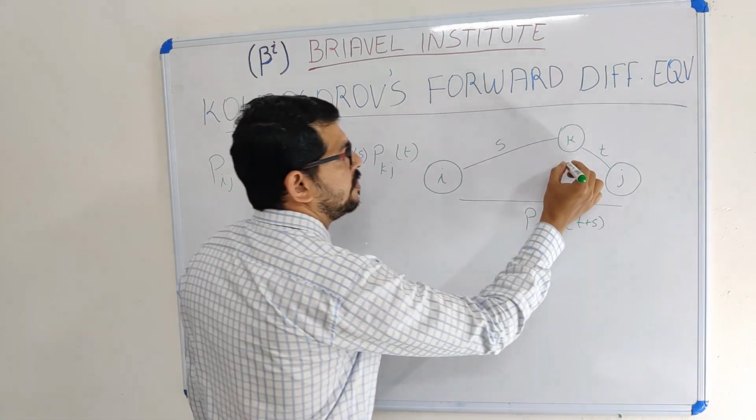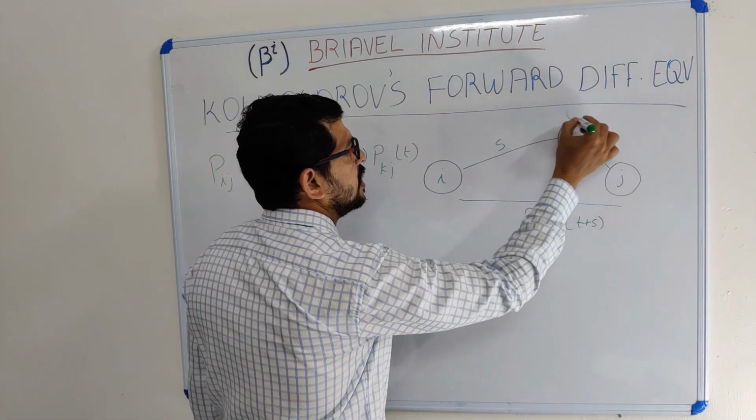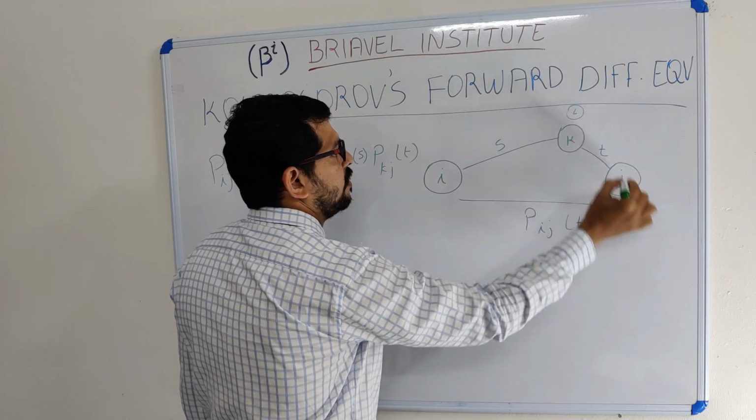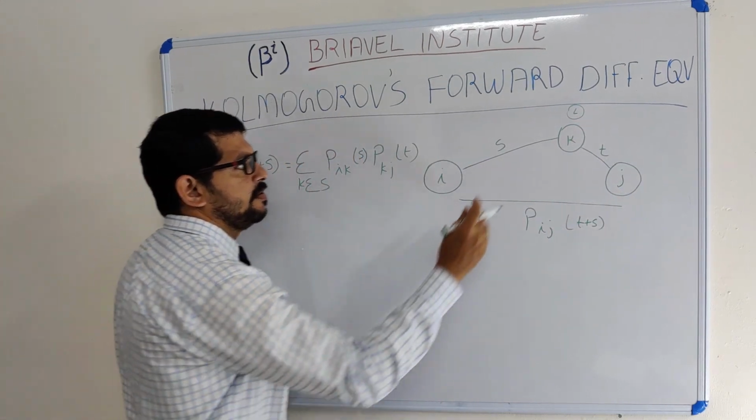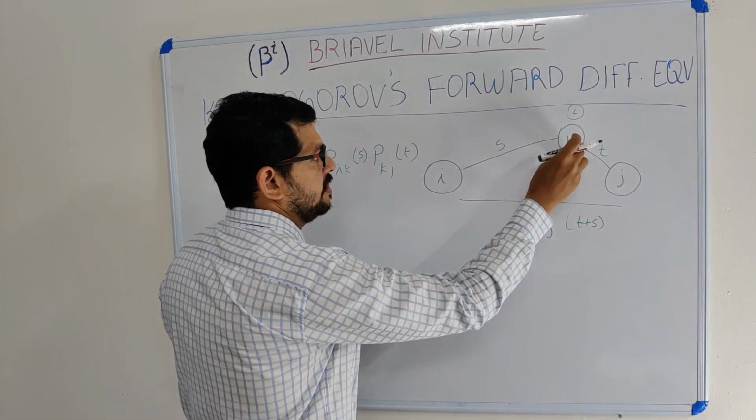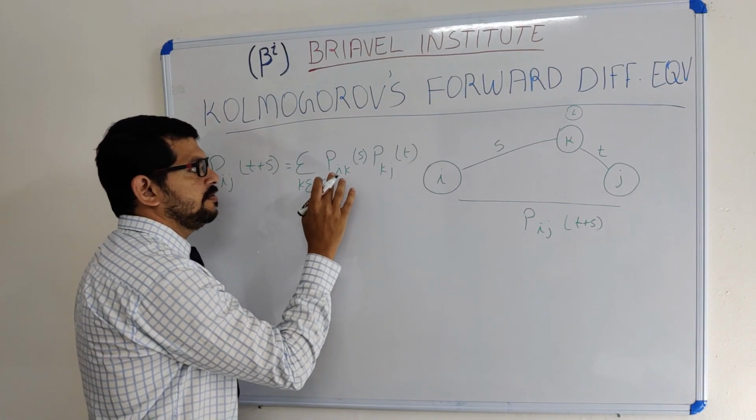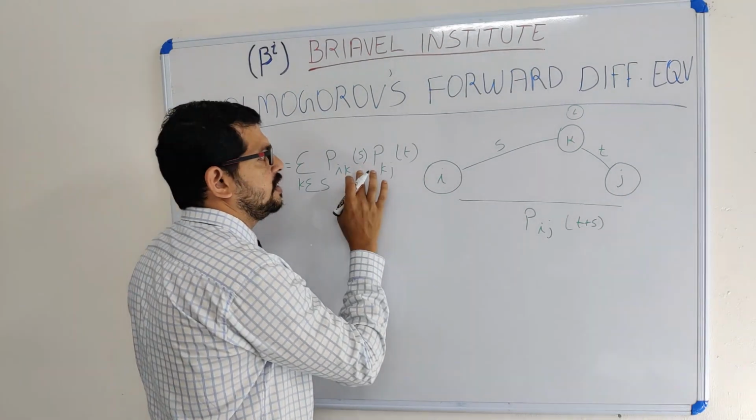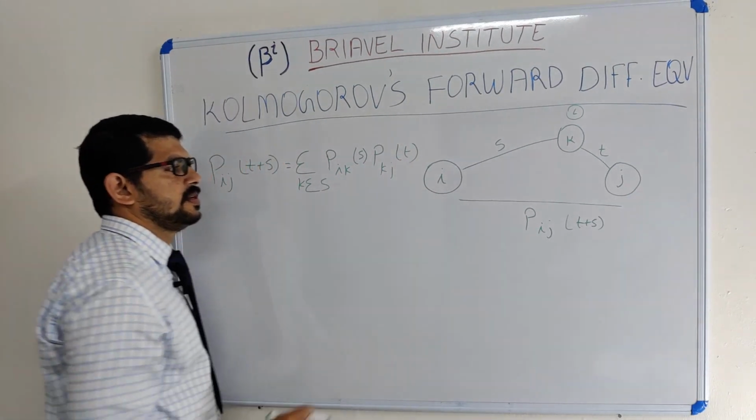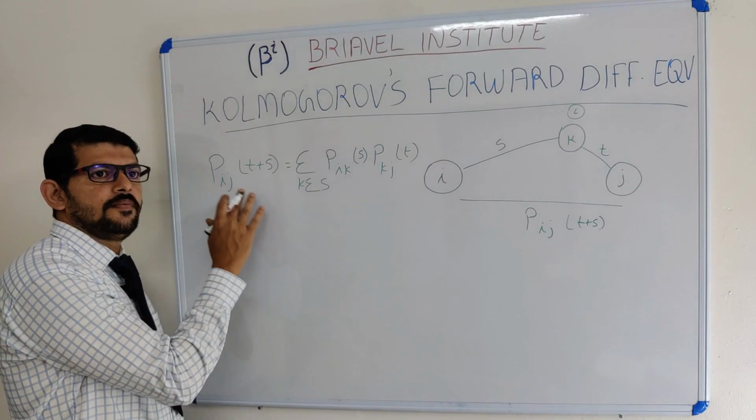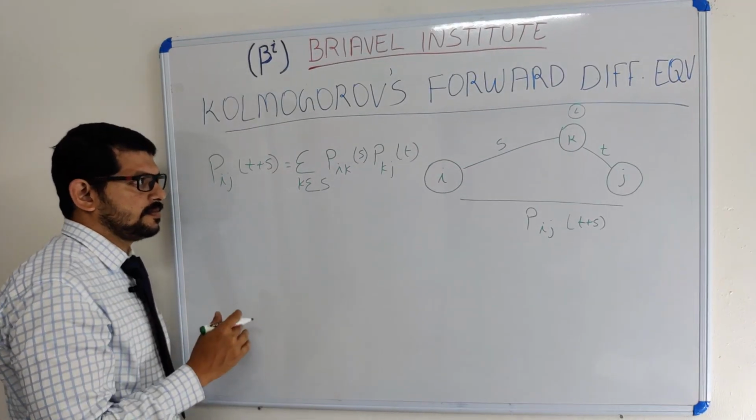This k means some more terms, k or l or whatever it may be. We can go through i to l or to j. We can introduce any number of intermediate states. That's why it is the sum over k, an element of S, of the probability of i to k at time s and k to j at time t. This is the Chapman-Kolmogorov equation we already learned in the previous class.